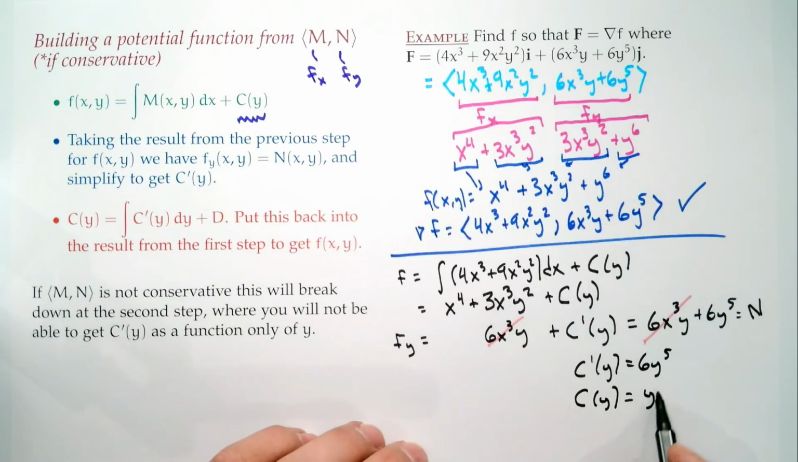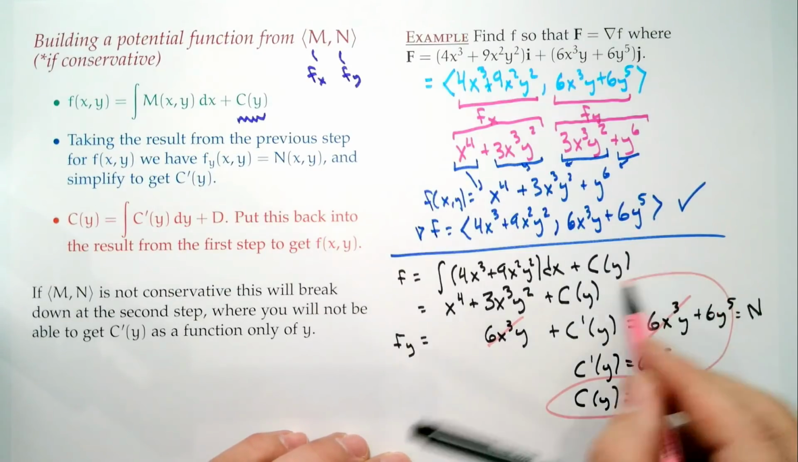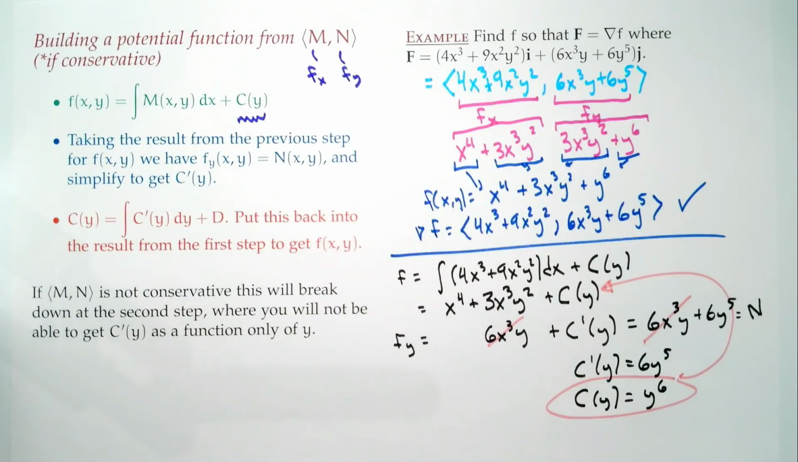Y to the 6. Now, y to the 6 plus some constant. I just pick a constant I like. I really like 0. 0 is a great constant to pick. So, finally, what I do is I take this and I put it back in to my c of y. So that I get that the function is x to the fourth plus 3x cubed y squared plus y to the 6. And because this was built up methodically, we don't need to check. We know that this is going to work.